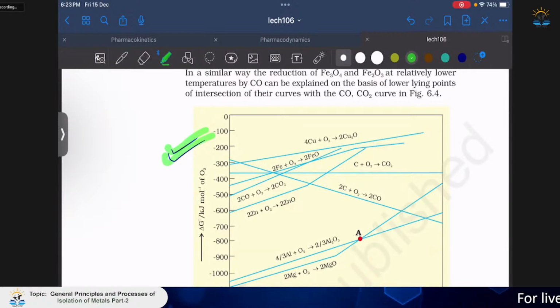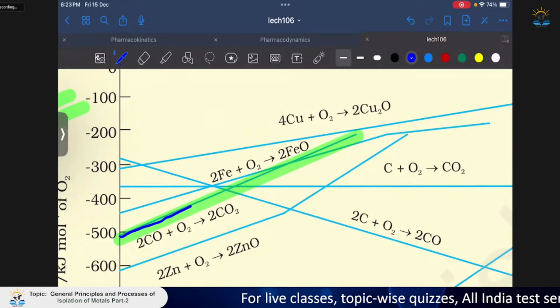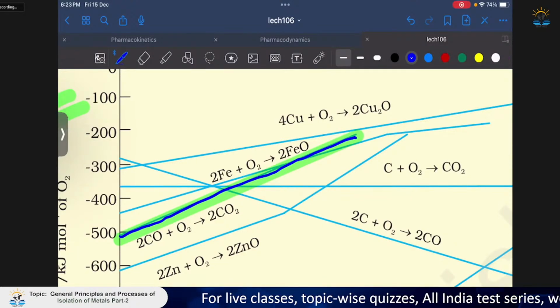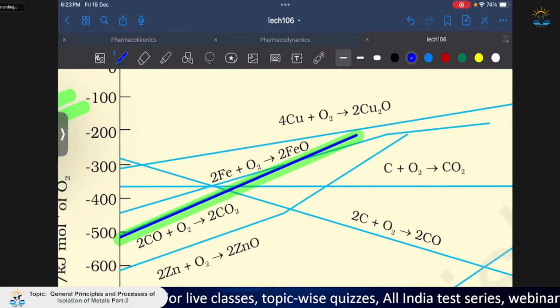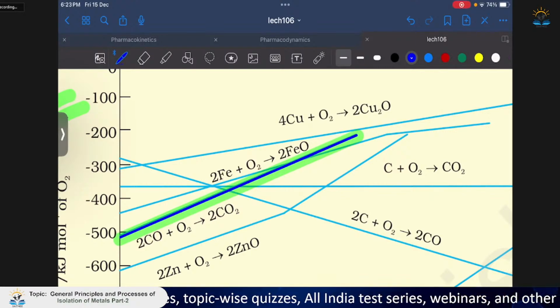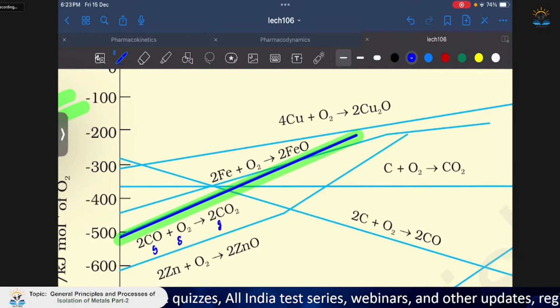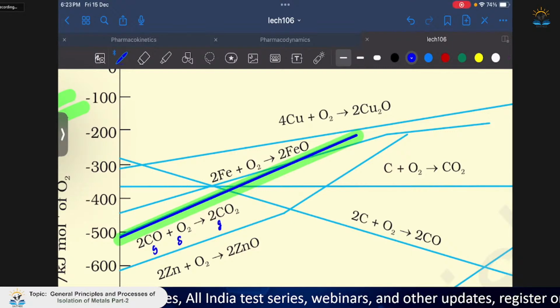The example I'm going to take is carbon monoxide turning into carbon dioxide. Basically it is this curve. If you can notice, I'll zoom in. Look at this curve. I'm drawing a line also. You can see that this is a straight line. This reaction will never go through any kind of phase change because this is a gas, this is a gas, and this is also a gas. So there are no kinks. This is a straight line.